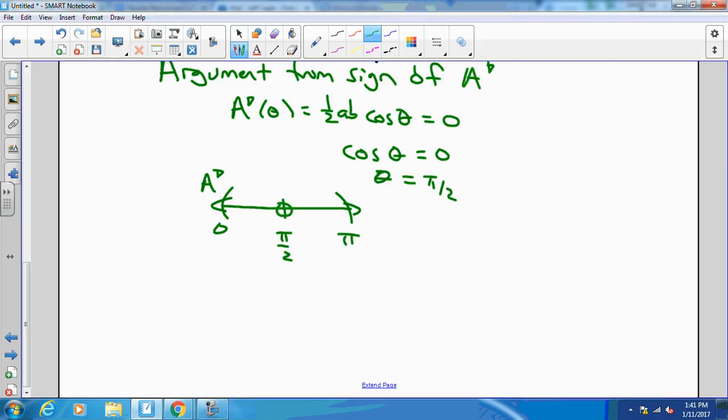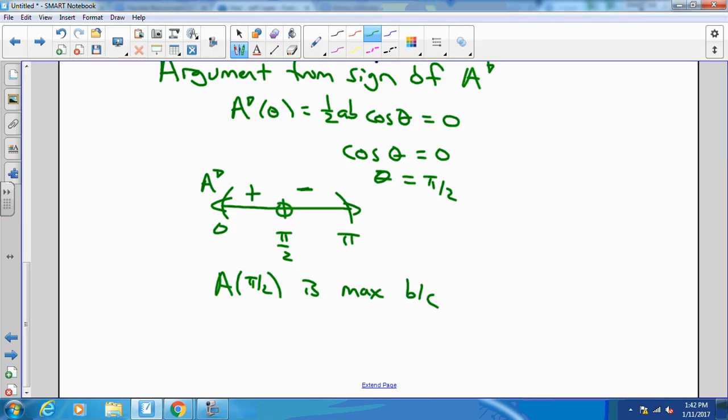If I pick an angle that is in the first quadrant here, what is the positive or negative sign of the cosine of that angle? The cosine of that angle is going to be a positive number, right? So for any angle in the first quadrant, A prime is going to have a positive sign. What about angles bigger than pi over 2? Negative. That's exactly right. And so now I have enough information to make my judgment. A of pi over 2 is the max.